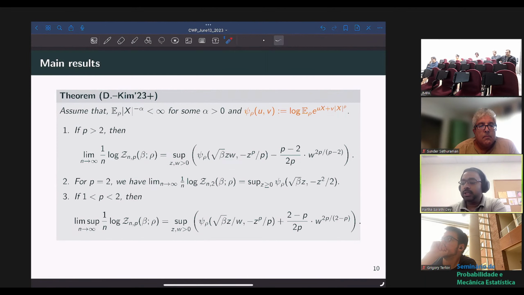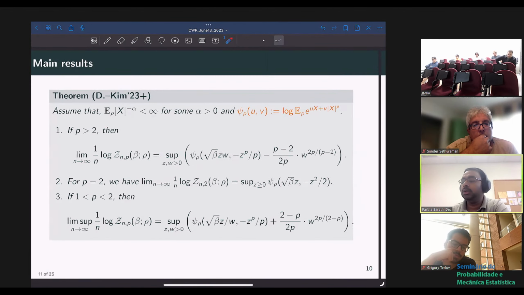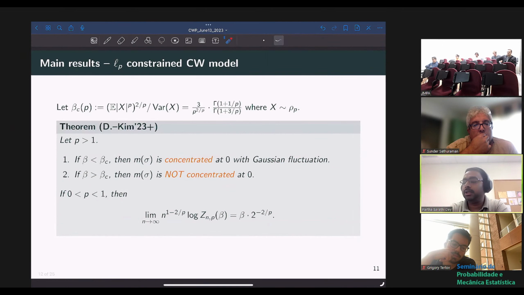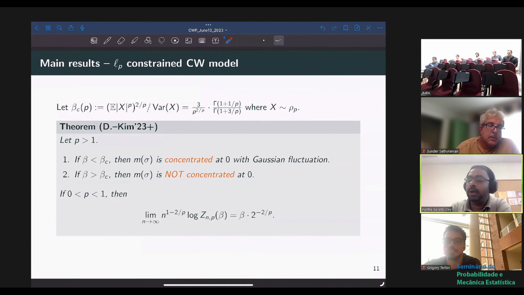Okay, and so this is for the general case. Now one can try to understand the behavior of this limiting partition function, but let's focus on the original model, the LP constraint model, because there one can explicitly write down things. So in the LP constraint case, if we go back to our original problem, the beta c(p) is there, which you can think of as the LP norm squared divided by the variance, which is explicitly computable here.